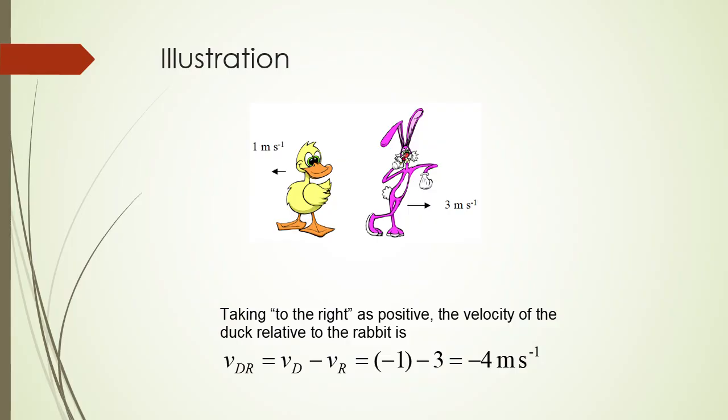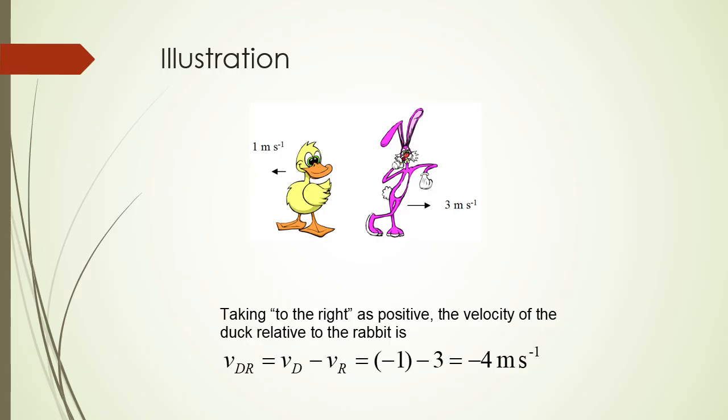So very simple example. Taking to the right to be positive, we have a duck and a rabbit. The duck is moving to the left at 1 meter per second from the ground's frame of reference, and then the rabbit is moving to the right with 3 meters per second. So the velocity of the duck relative to the rabbit is, the duck is moving away from the rabbit at 4 meters per second, but to the left. So since velocity is a vector, we have to take sign convention. This becomes minus 4 meters per second.